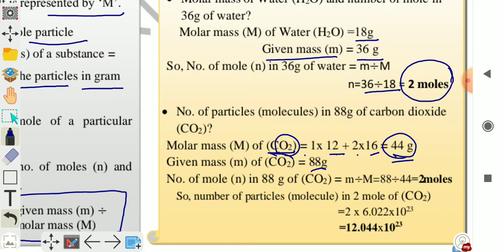When 88 is divided by 44, we will get 2 moles. So in 88 gram of carbon dioxide, 2 moles are present. And the number of particles in 1 mole is 6.022 into 10 raised to the power 23. So the number of particles in 2 moles will be 2 multiplied by this. So you have to multiply this number by 2, giving 12.044 into 10 raised to the power 23. The power you have to write as it is.